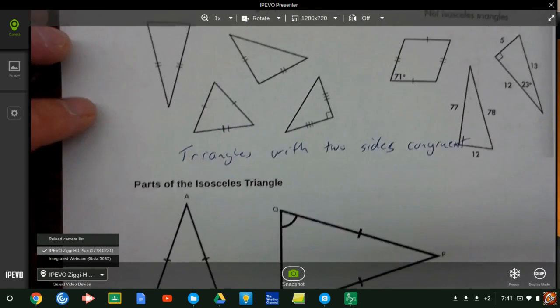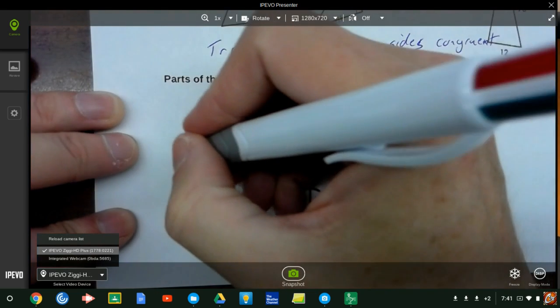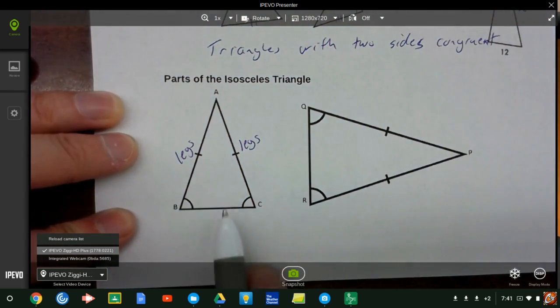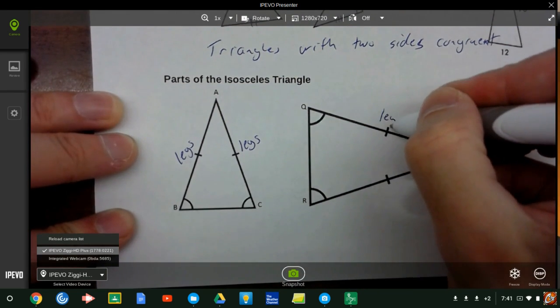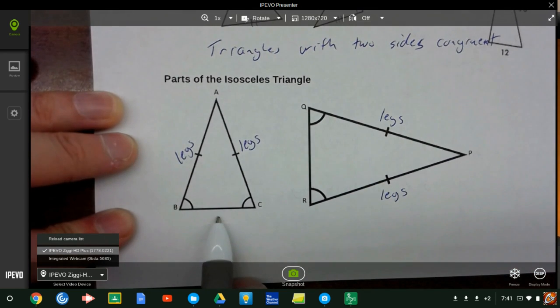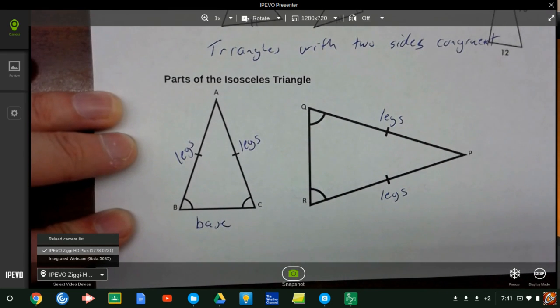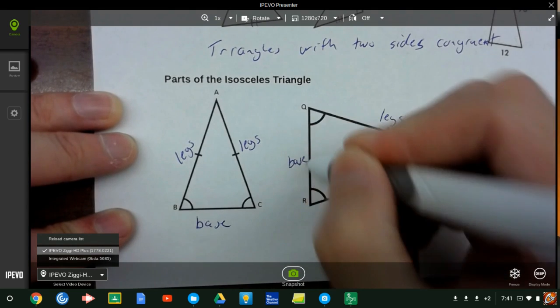Some things that we also know about isosceles triangles, the different parts. So these are our legs. The two sides that are equal are the legs. Now, legs don't always have to be going up and down. In this case, here's our legs. Okay. The non-equal side is known as the base. And be careful, in mathematics, base does not always mean bottom. In this case, the base is here.